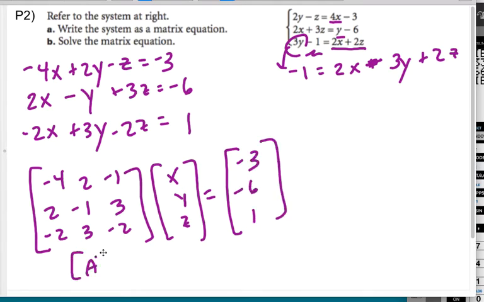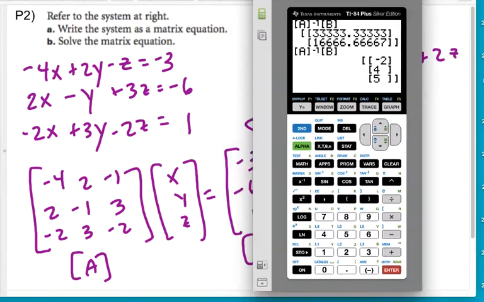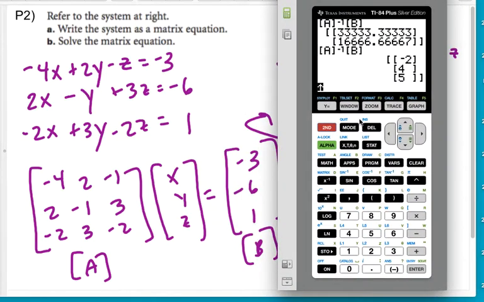This is my A, right? This is my B. So in order to solve, my x, y, z is just going to be my A inverse times my B, right? And so I'm going to type those in my calculator. And again, most of my job really is to just enter what's in the calculator, right?